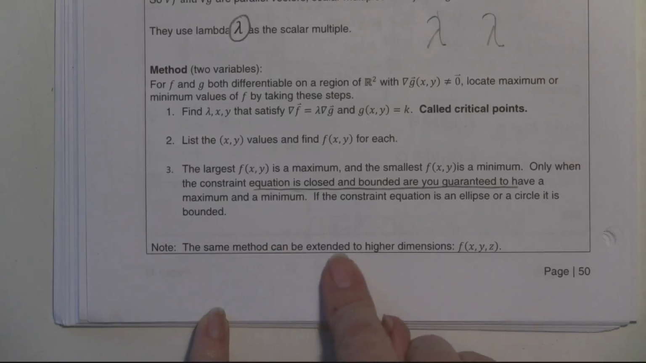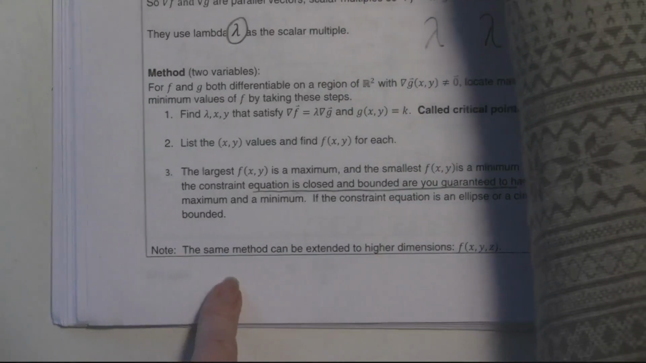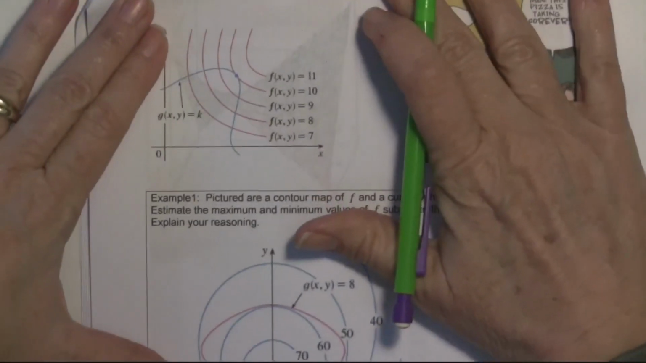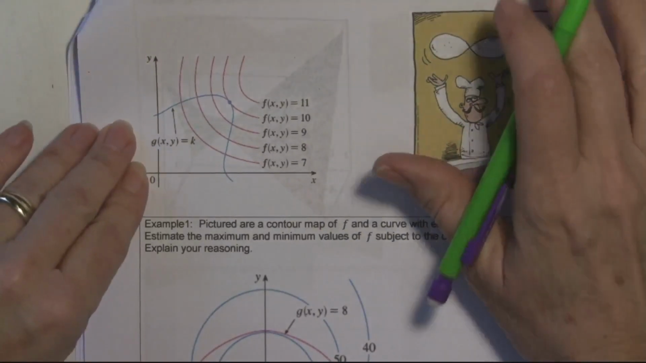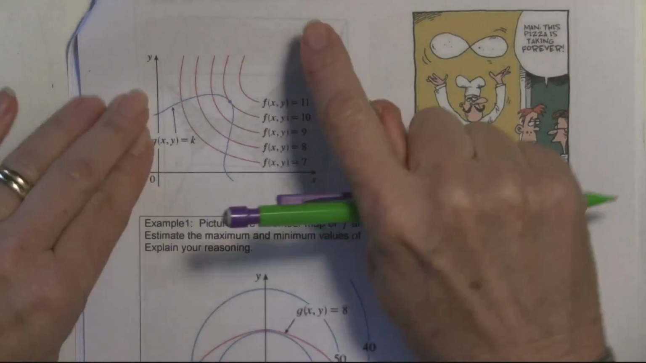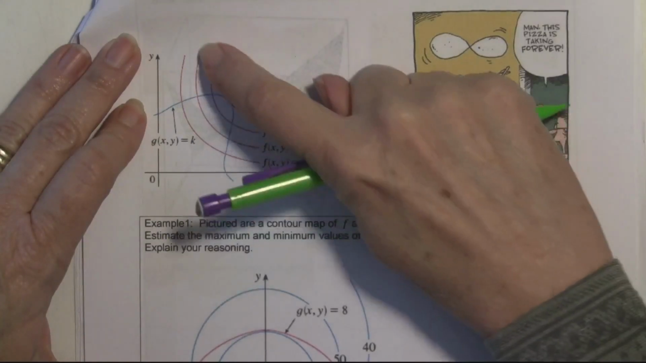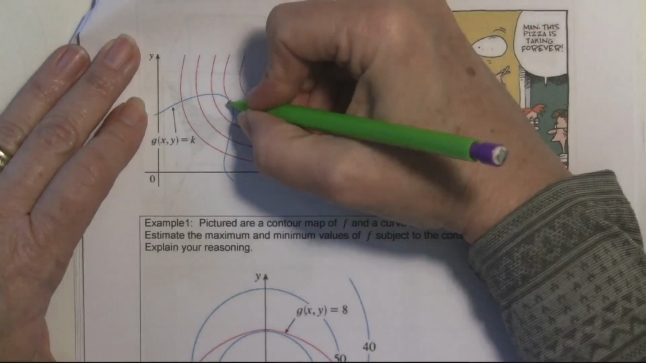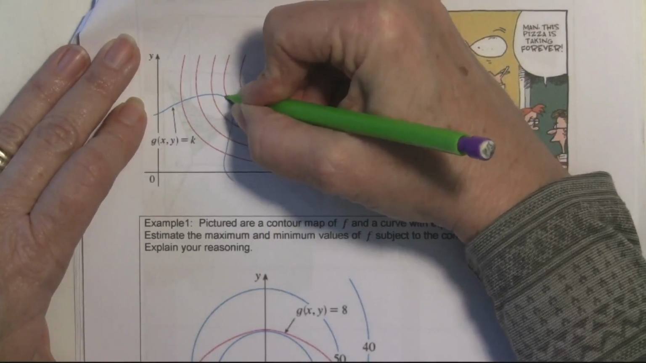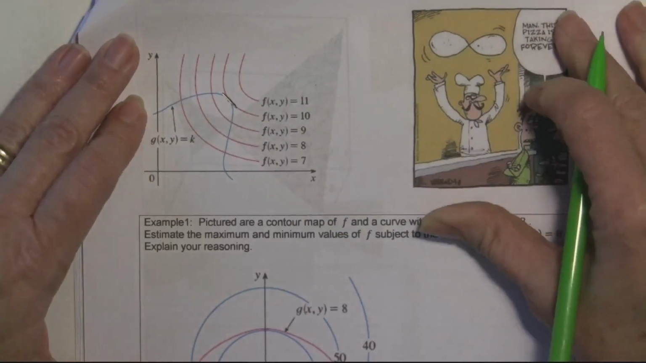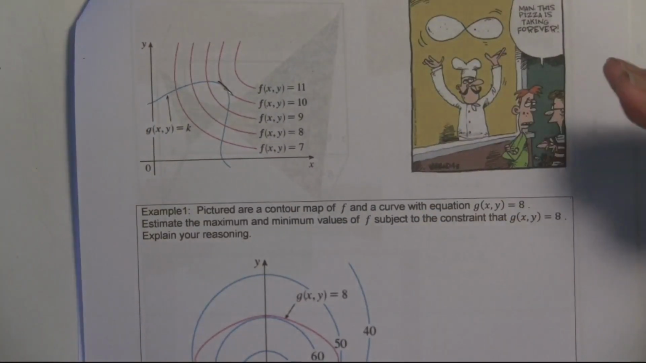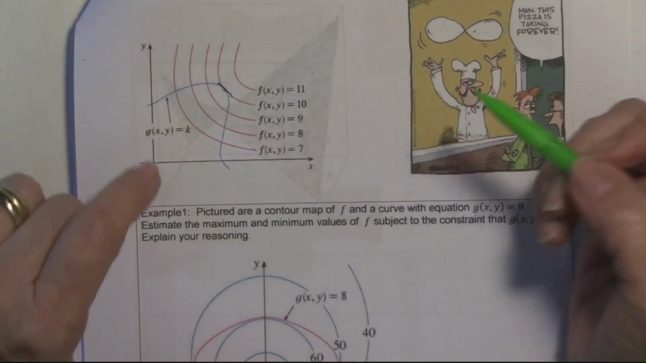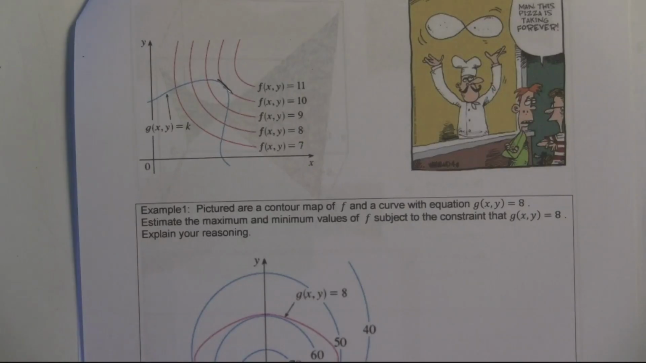The same method can be extended to higher dimensions. Okay, so we're going to give a try to that. This is just in your book, and they're just trying to show you a little bit of what you're looking at. Here's our constraint function, and these are level curves of our function, and right here is where those are parallel to one another. So we would say, okay, at 10, something's happening here.